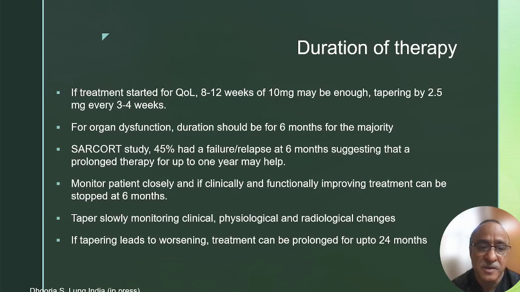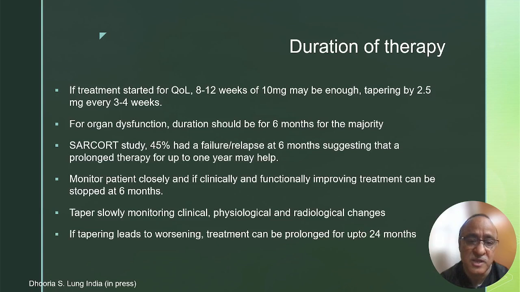If the treatment is started for quality of life, 8 to 12 weeks of therapy may be enough. We have to taper it by 2 to 5 milligrams every 3 to 4 weeks subsequently. For organ dysfunction, the duration has to be 6 months in most cases. In the recent Sarco trial, 45% had a failure or relapse at 6 months, suggesting that prolonged therapy for up to 1 year may help.